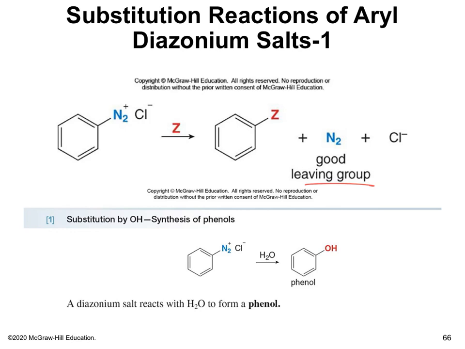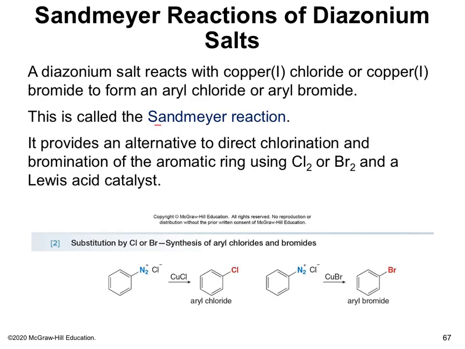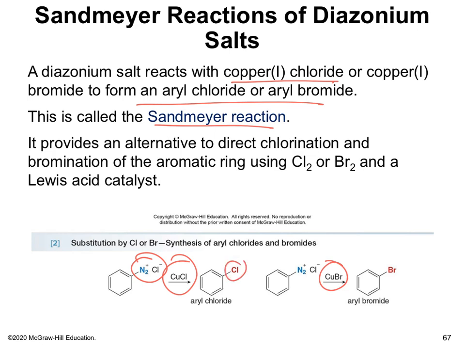Like I said, nitrogen is a good leaving group. You can add water and you get phenol. Okay, so basically the OH substitutes for the nitrogen. These are the Sandmeyer reactions. If you have a copper chloride or a copper bromide, this is Sandmeyer reactions, and you can replace this nitrogen with a chloride, or you can replace this nitrogen with a bromide.